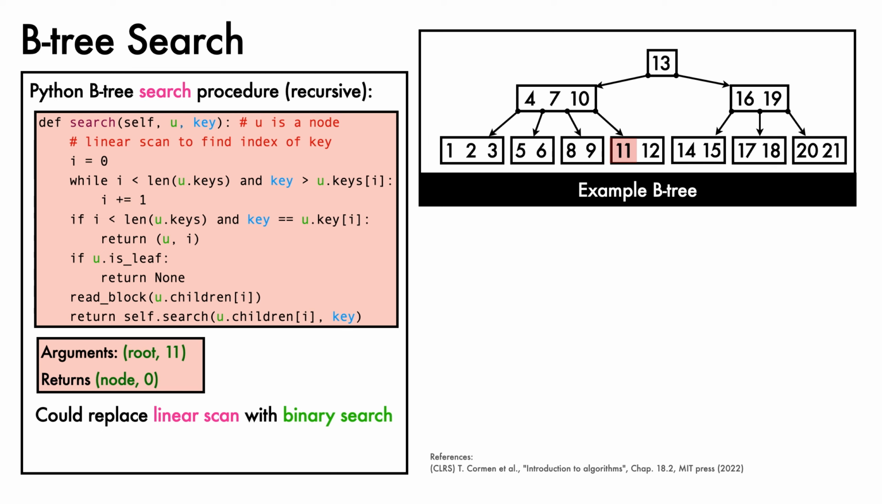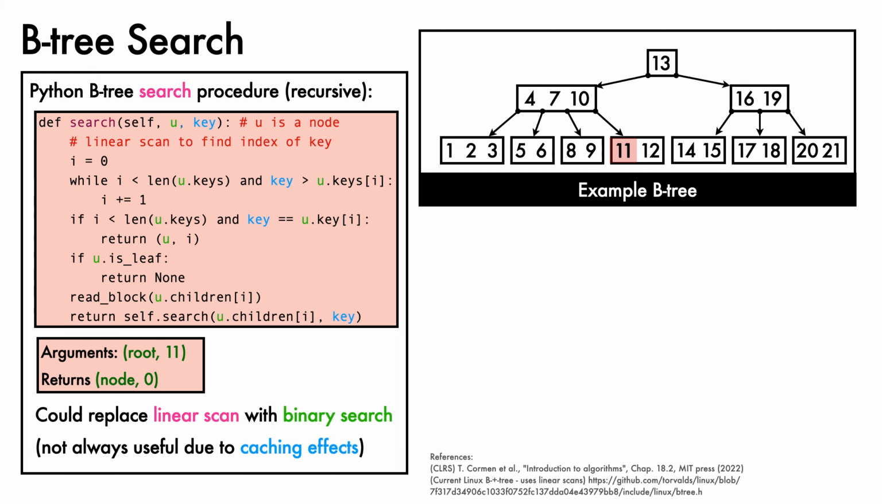Since the keys are in order, you may observe that we could replace the linear scan with binary search, which is logarithmic rather than linear complexity. However, it is not always beneficial to do so, since linear scans can be more cache-friendly. The current Linux implementation of a B-tree variant, for example, uses linear scans rather than binary search.